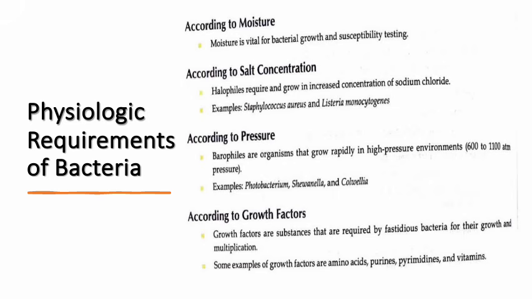Now, barophiles naman po yung ginagamit natin na term if the organism po can grow rapidly in high pressure environments around 600 to 1,100 atmospheres. So, Photobacterium, Shewanella, and Colwellia are examples of barophiles. Okay? So again, no, if your bacteria needs growth factors or special nutrients, they are termed as fastidious. Okay. So examples of growth factors needed usually by your fastidious bacteria are amino acids, no, purines, pyrimidines, and vitamins.